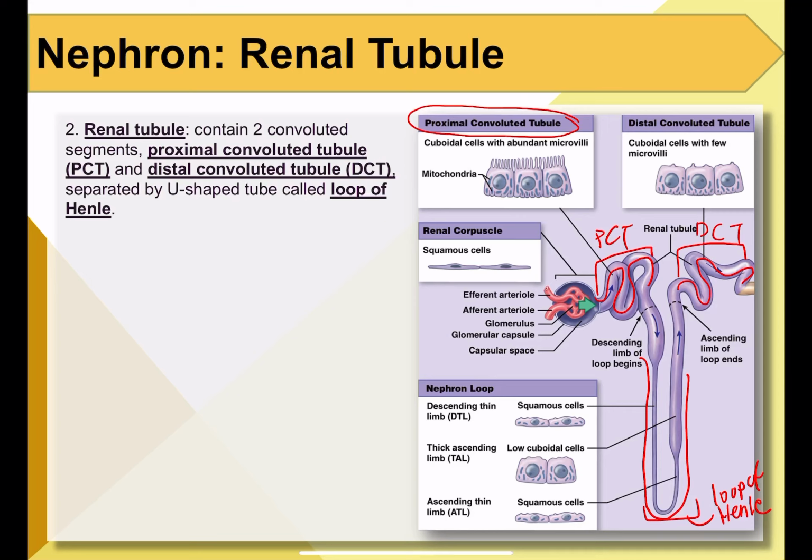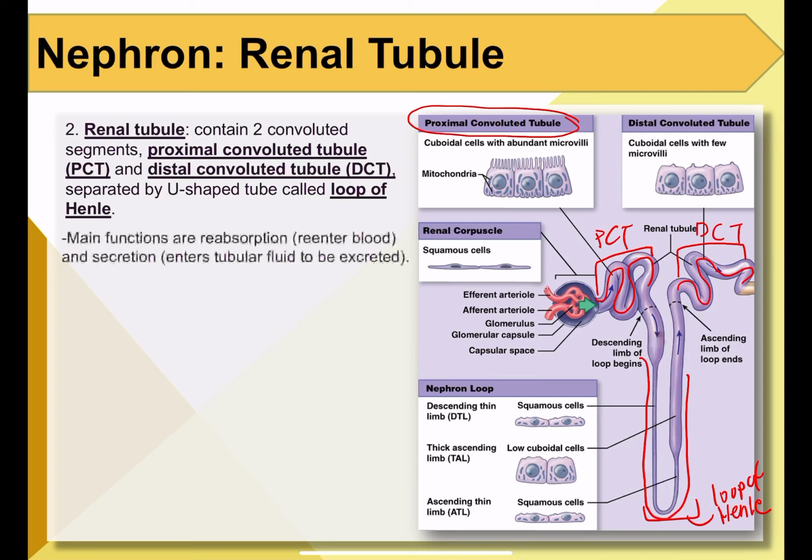These two are called convoluted because they are convoluted. They're bending and folding into little curvatures. That's why they are called convoluted, and this is called a loop because it's just this nice U-shaped organ. The main functions of these tubules are reabsorption of critical things like water and salts and ions that we need back in our blood, and secretion of extraneous or toxic things into the urine.